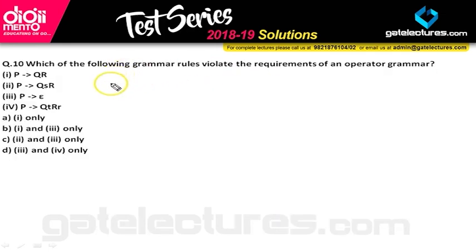We have our next question, which says: which of the following grammar rules violate the requirement for an operator grammar. They have given us a few grammar rules and are asking which one violates the requirement for the operator grammar, also operator precedence grammar. Always remember, this parser is used to define the mathematical operators to the parsers. Now for this there are two rules. First rule is that two variables should never be adjacent.